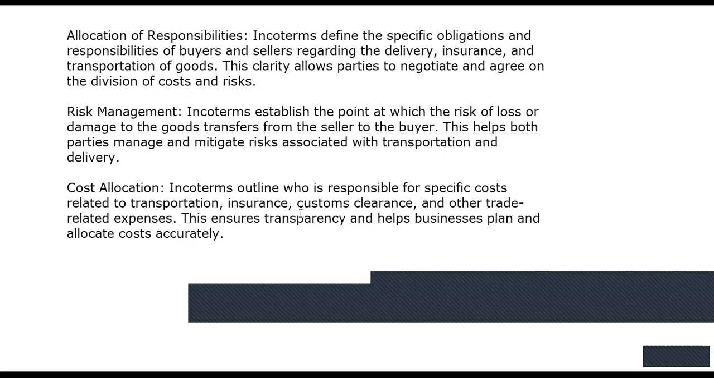Risk management. Incoterms establish the point at which the risk of loss or damage to goods will transfer from the seller to the buyer. This will help both parties to manage and mitigate the risk associated with transportation and delivery. Cost allocation. Incoterms also outline who is responsible for specific costs related to transportation, insurance, customs clearance, and other trade-related expenses. This will ensure transparency and help business planning and cost allocation accurately. So you have no one to blame because the rules will be set on who bears what.